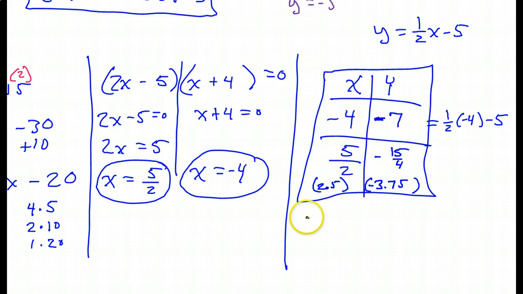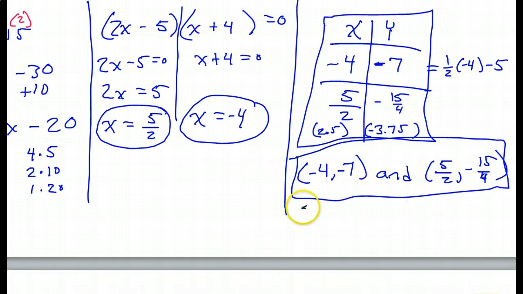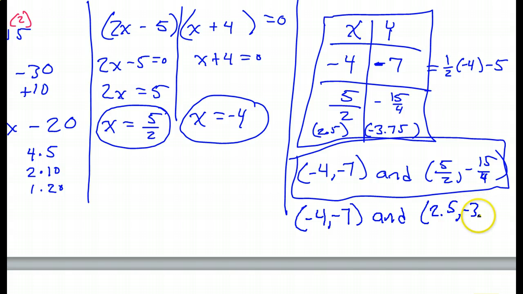So that means our final answer is -4, -7, and 5/2, -15/4. And of course I could have said this as -4, -7, and 2.5, -3.75. I could have said it that way.